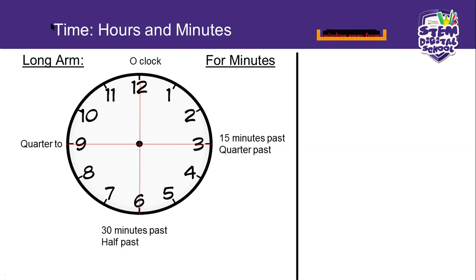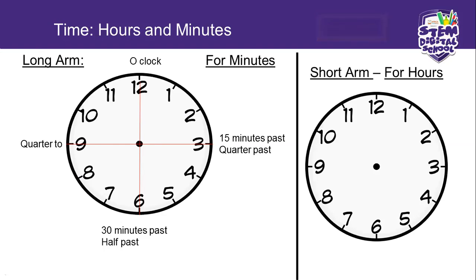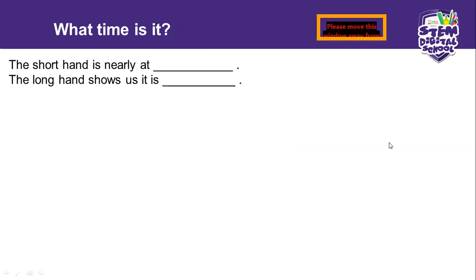And then when your long arm is here, then it's 2 o'clock. Okay, let's see the short arm. There was our short arm. Right. We started at 1 o'clock. Okay. So our short arm tells us about the hours.